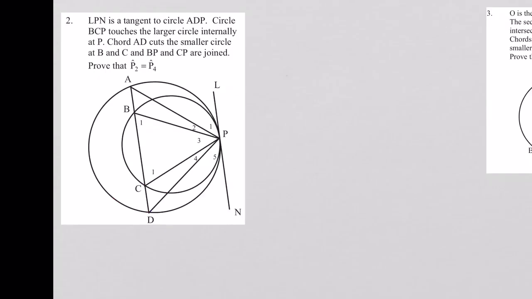Okay, in question 2, again, I'm not going to read out the information. I'm sure you've done that already. But you've got to prove that P2, so P2 is over here, this angle, is equal to P4, which is equal to that angle.